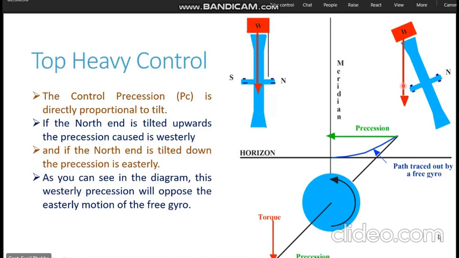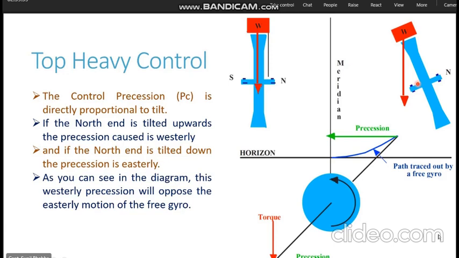Now, as soon as some tilt is generated, the weight starts to act on the south end of the spin axis, generating a precession, trying to take the spin axis back towards the meridian. Now you can easily visualize that as the tilt of the spin axis increases more and more, the difference between the weight acting downwards and the center of gravity of the rotor is also going to increase more and more. So the lever is becoming more and more as the tilt increases, telling us that the control precession which is generated is directly proportional to tilt.